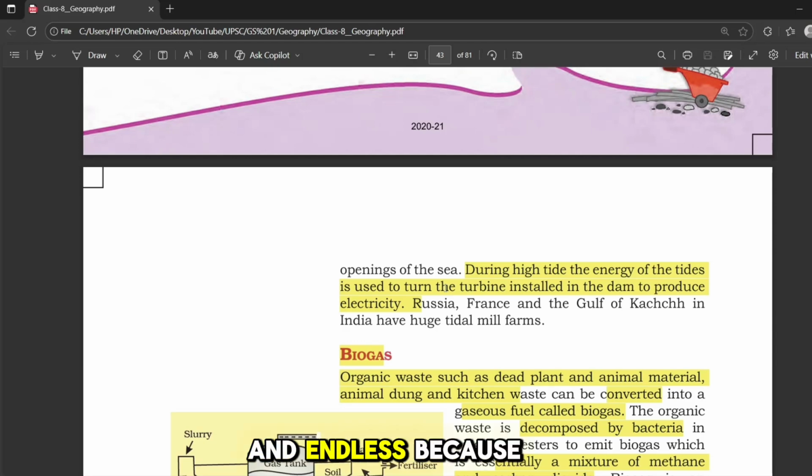That is clean, renewable, and endless, because tides will always come and go, right? So it's a great non-conventional source of energy.